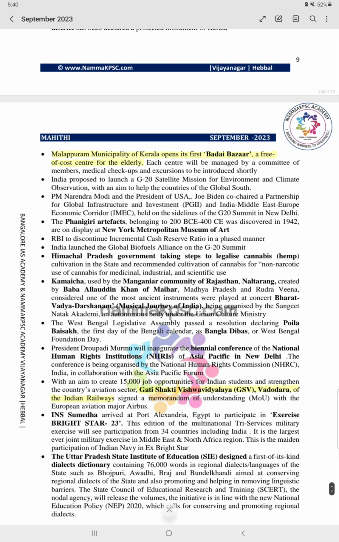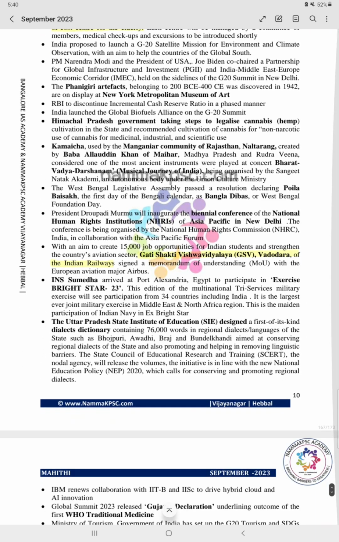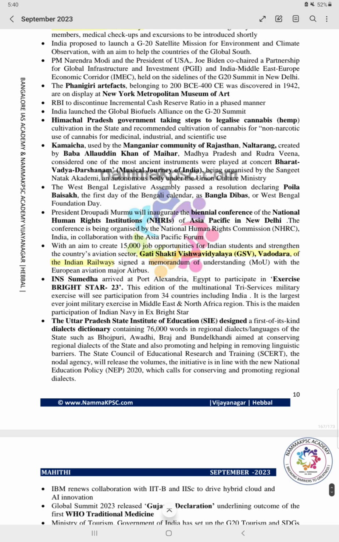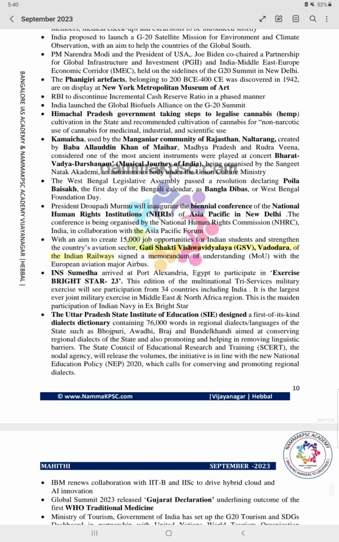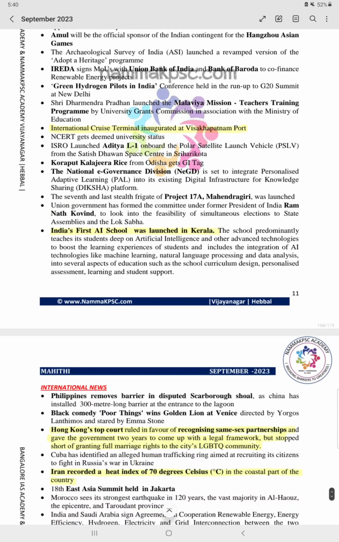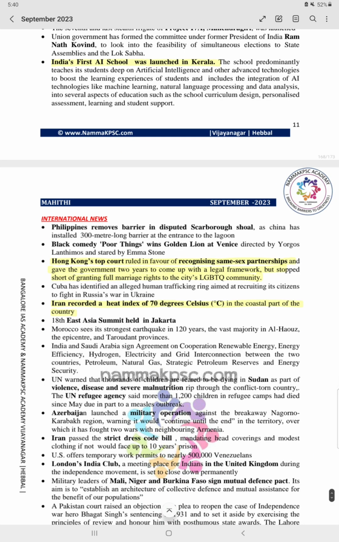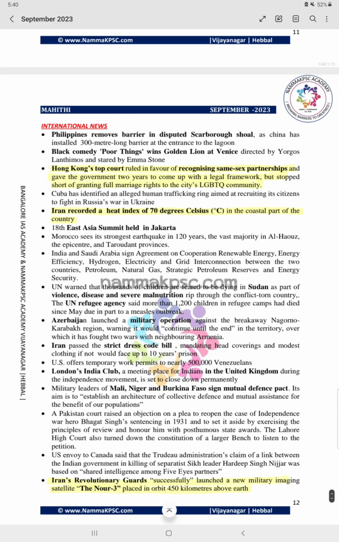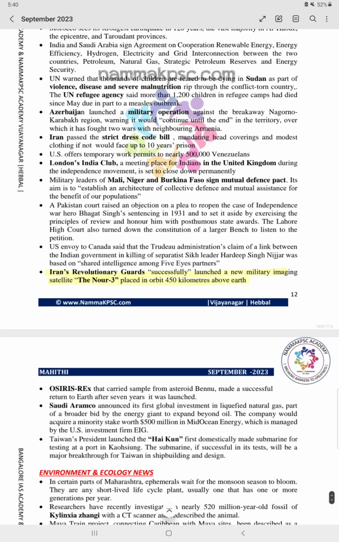Then we have Badi Bazaar. So Kerala had opened this Badi Bazaar, a free of cost center for elders. Gati Shakti Vishwavidyalaya, meaning Rail University, will be in Vadodara, Gujarat. Then International Cruise Terminal Visakhapatnam, India's first AI school, Kerala. Nothing more important, I suppose.